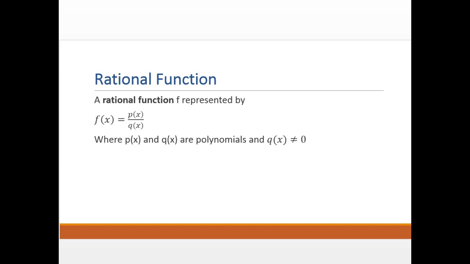A rational function can be represented by f of x equals p of x over q of x, where p and q are simply polynomials, and we insist that q of x does not equal 0 because we cannot divide by 0.